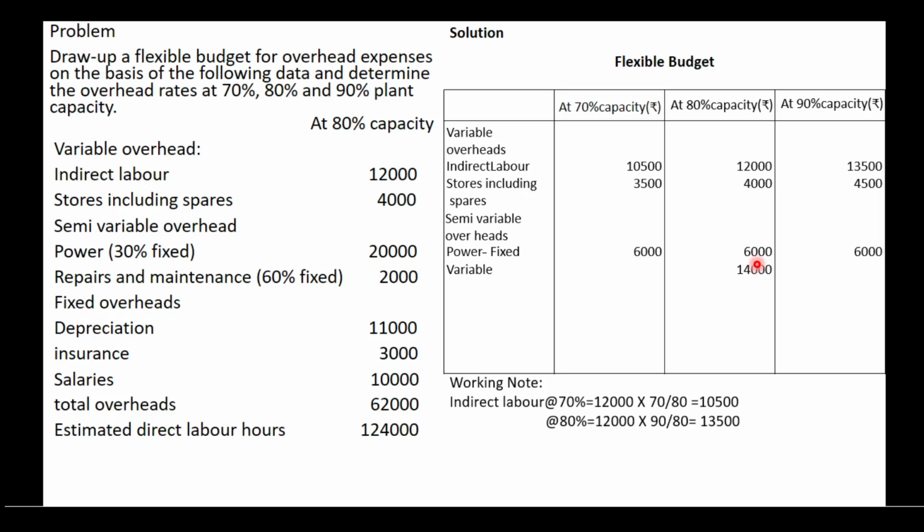So that is the 14,000 into 70 divided by 80. So now the amount for the 70% capacity is 12,250 rupees. And then for the 90% capacity, that is the 14,000 into 90 divided by 80. 15,750 rupees for the 90% capacity. So this is the power, the fixed and variable. Again I say that fixed are always constant.